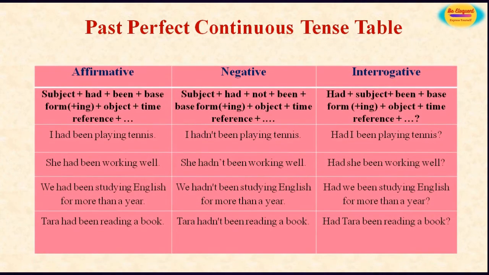Look at the table to understand past perfect continuous better. The first auxiliary verb is had. The second auxiliary verb is been. For negative sentences, we insert not after the first auxiliary verb. For question sentences, we exchange the subject and the first auxiliary verb.